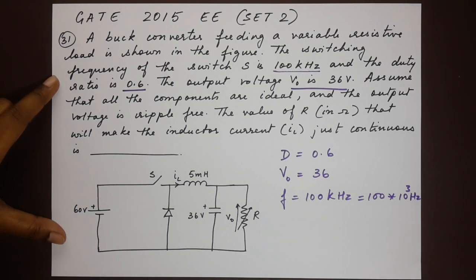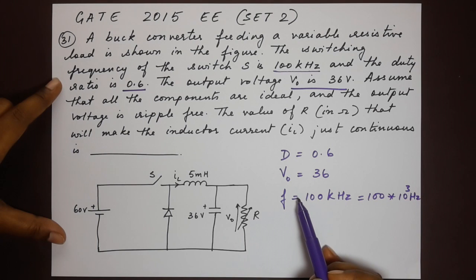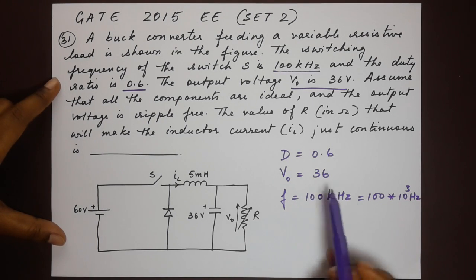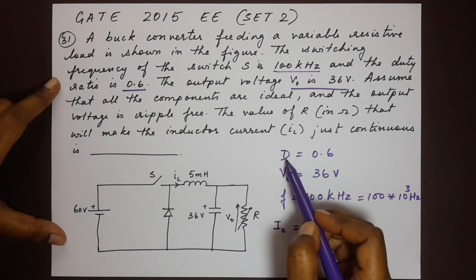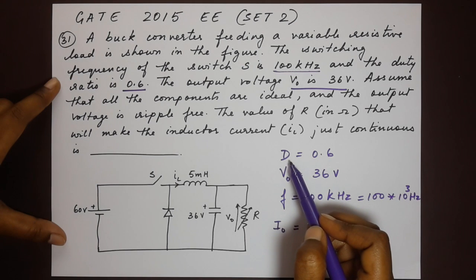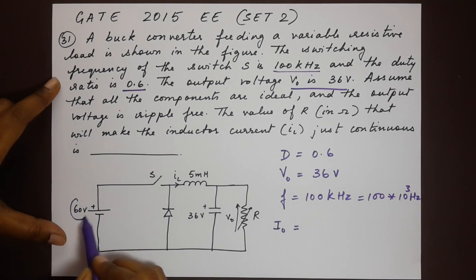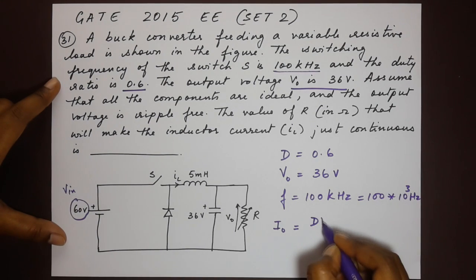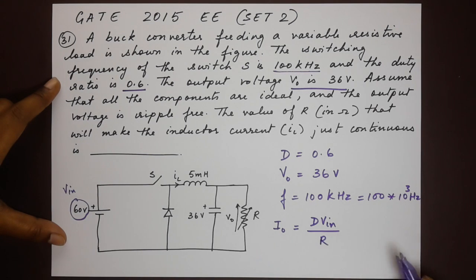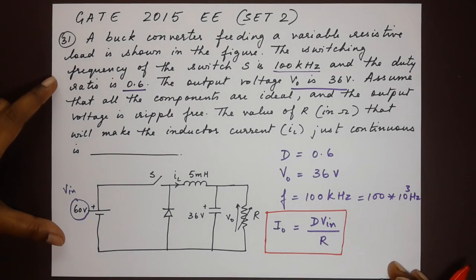Now, if the output voltage is ripple free and the value is given as 36 volts, let's write down what is the output current I0. The expression for I0 can be written in terms of the duty ratio and the input voltage Vin. So I0 is D Vin by R. So this is one expression: I0 is equal to D Vin by R.